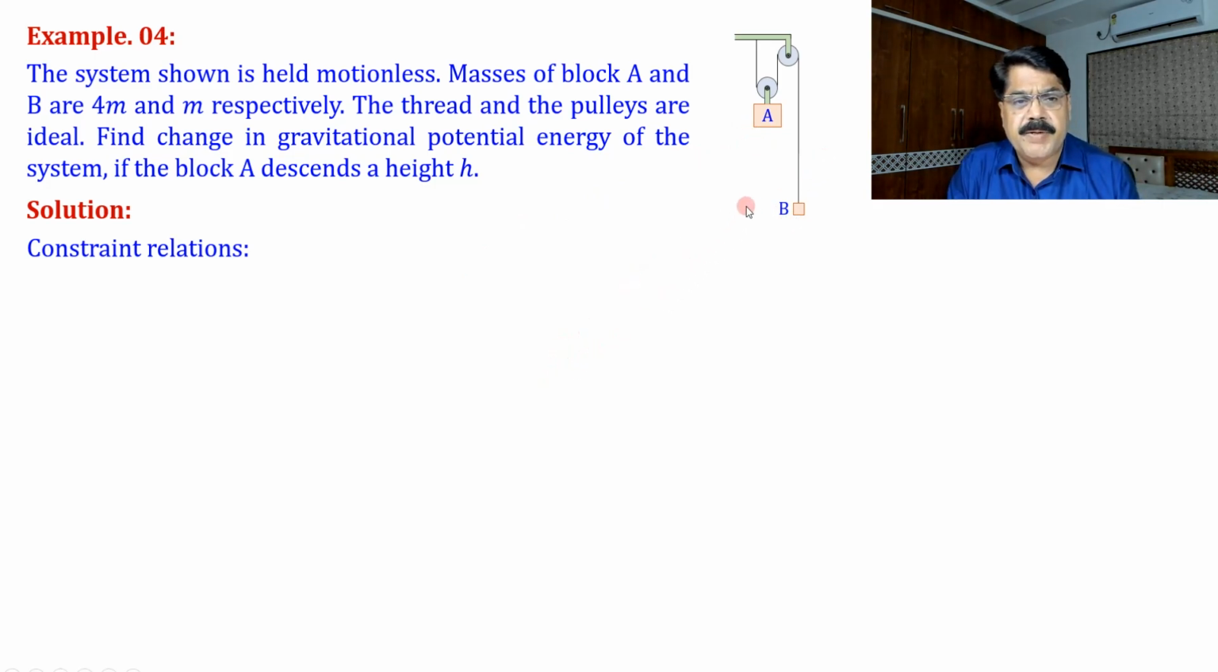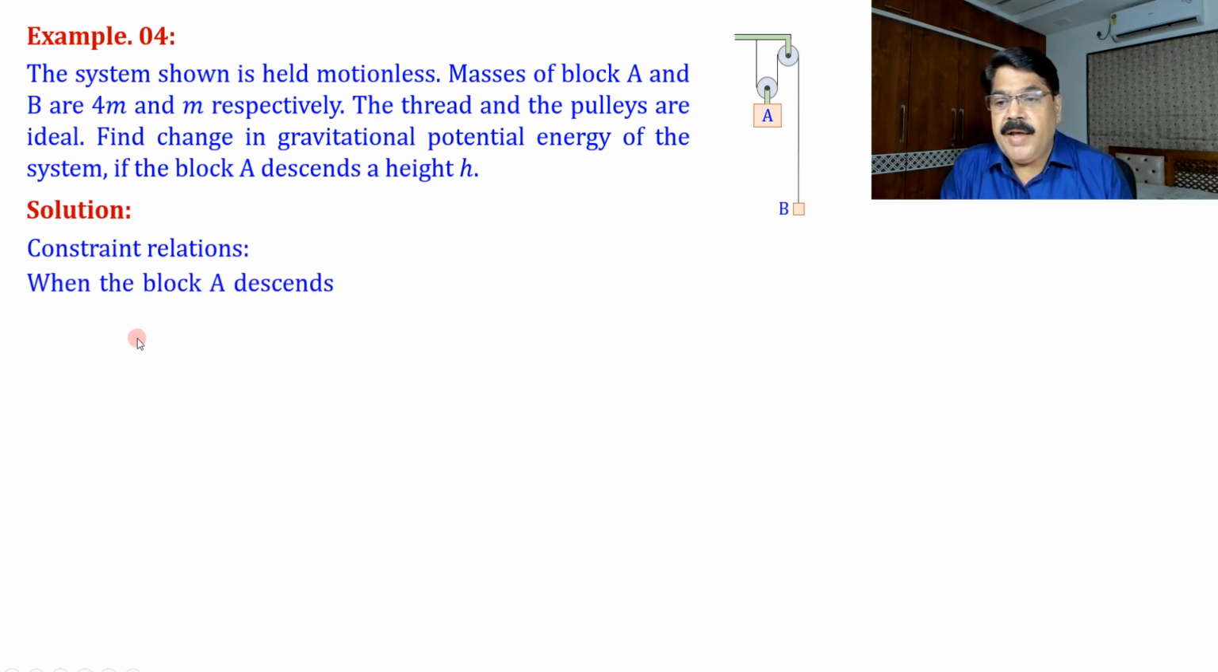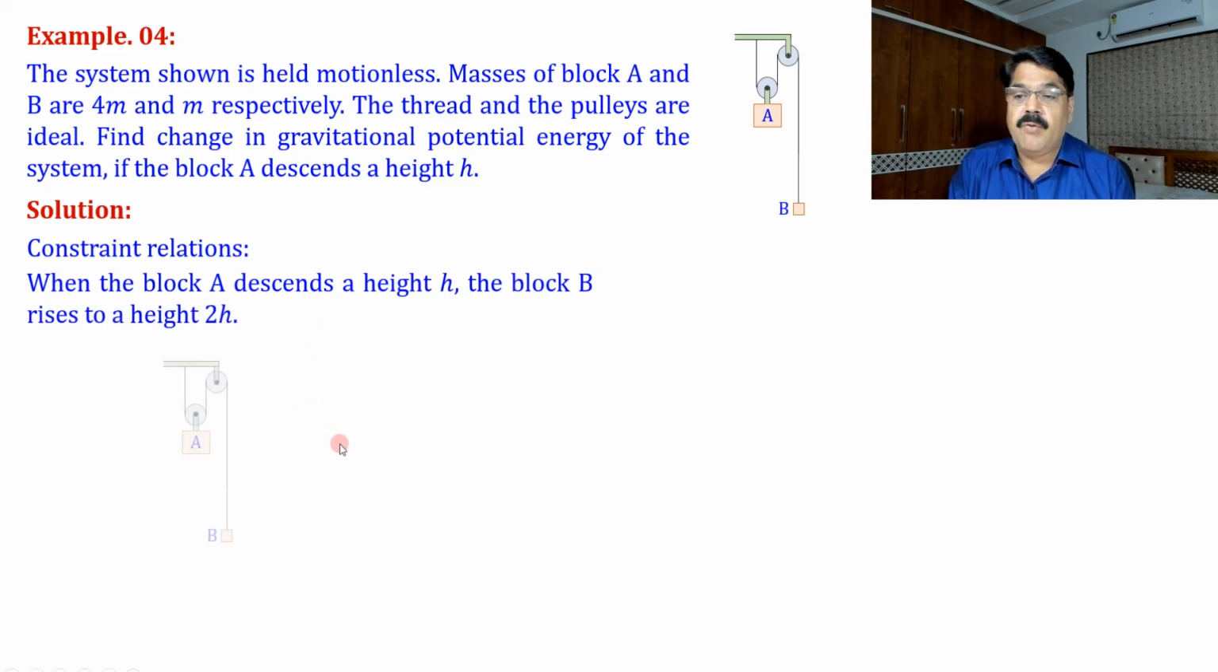That is visual inspection. When A descends a height h, B will rise to a height 2h. How? When A lowers by h, h length of rope will increase here and h length will increase here. So between these two points, the total increment of the rope length is 2h, and it will be supplied from here. So B will rise to a height 2h. When the block A descends a height h, the block B rises to a height 2h. That is the simple idea.